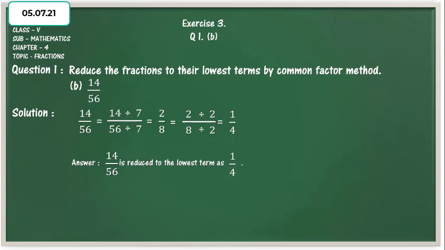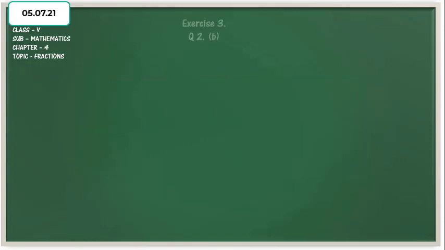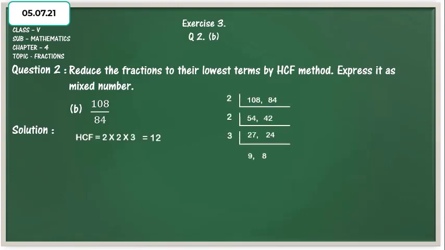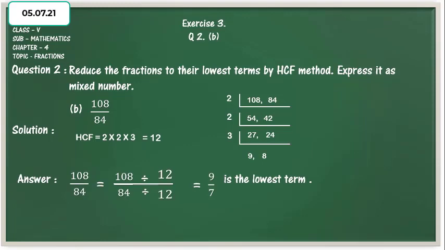The last question, exercise 3, question number 2, B. Reduce the fractions to their lowest term by HCF method. And here we have to express it as mixed number. So first, let's reduce it to the lowest term by HCF method. Let's find the HCF of numerator and denominator. Here we got the HCF as 12. So we will divide the numerator and denominator both by 12 and we'll get the fraction as 9 by 7 as the lowest term.